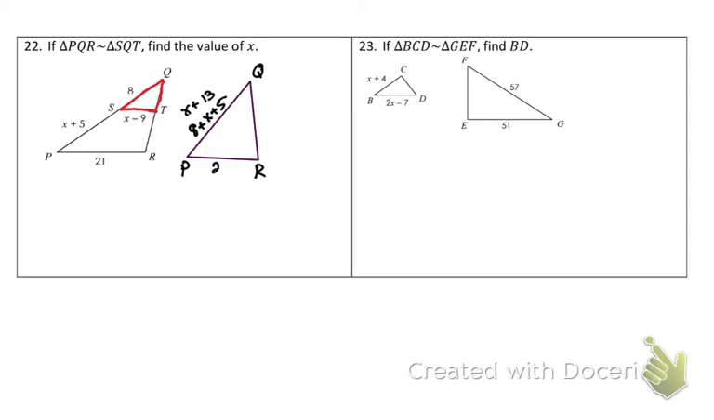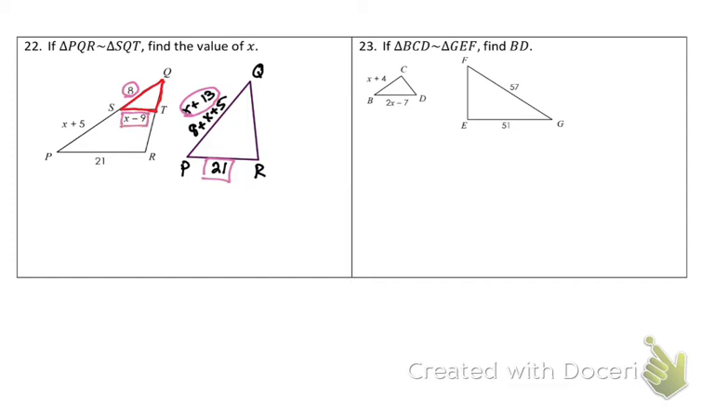Then I have a 21. All right, that seems to be the only information I have, but I can realize that for corresponding parts, this x plus 13 matches up with this 8. This 21 matches up with this x minus 9.